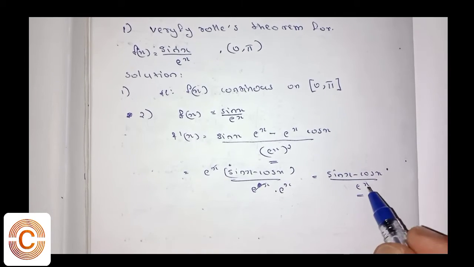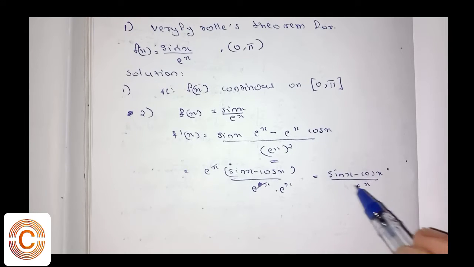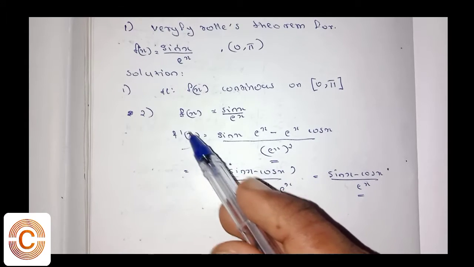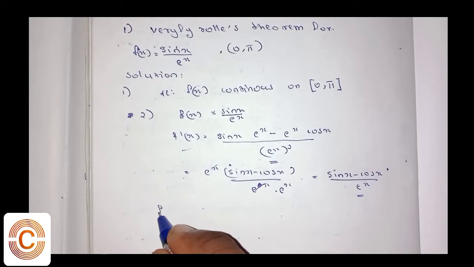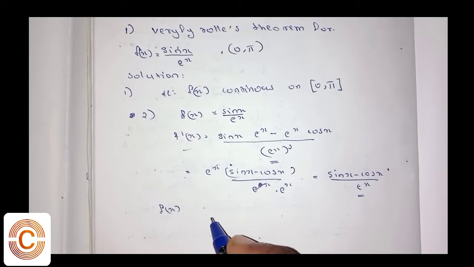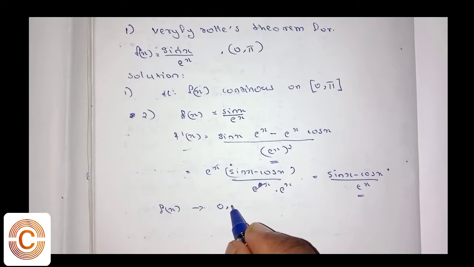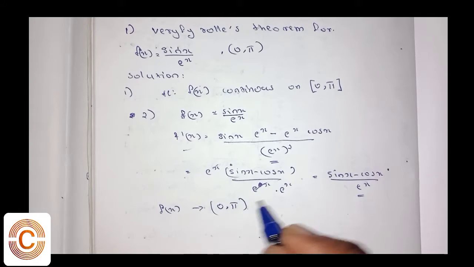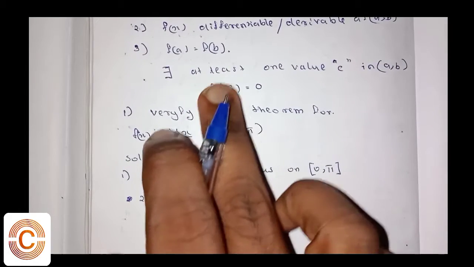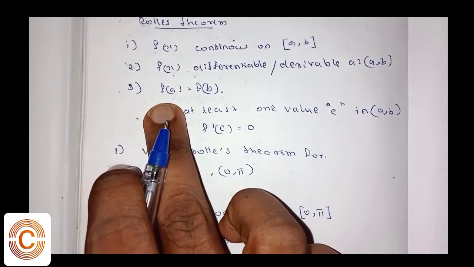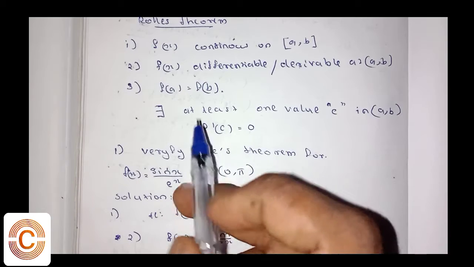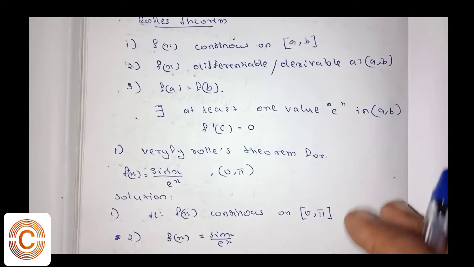So we understand that f of x has a defined f dash of x, which is equal to sin x minus cos x divided by e raised to x. It means that the function f of x is differentiable at the given open interval 0 comma pi here. So we achieved the second property also. In the third thing, which is very important in Rolle's theorem, f of a is equal to f of b here.